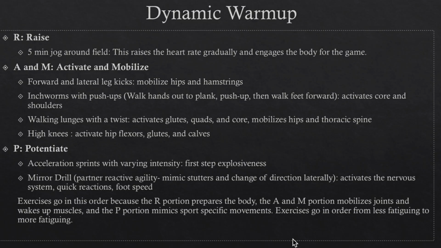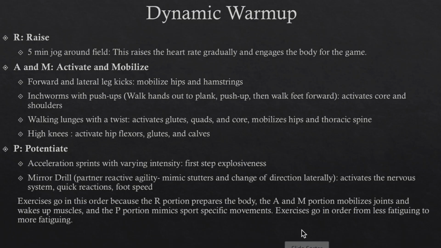For the potentiate portion of the warm-up, first, acceleration sprints with varying intensity. This helps with first step explosiveness. Next, a mirror drill. Partners are going to be reacting using agility. One person is the leader, and one person will mimic the stutters and changes of directions in lateral and forward motions. This activates the nervous system and helps with quick reactions and foot speed.